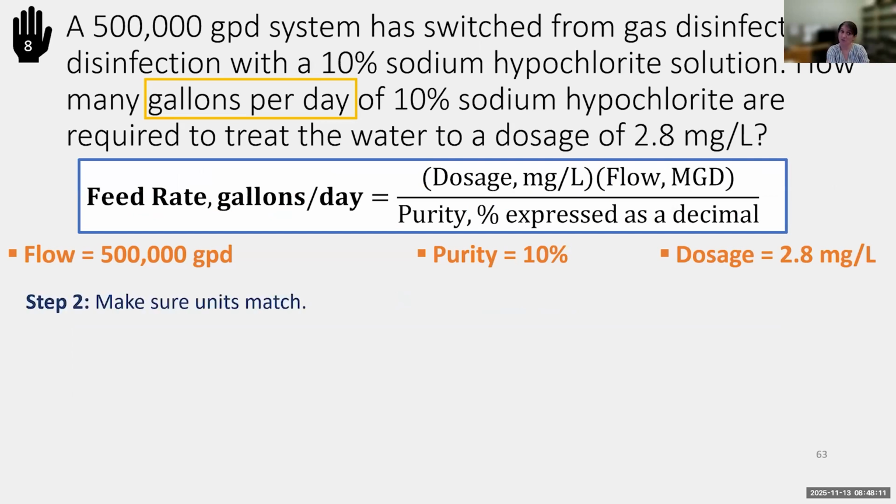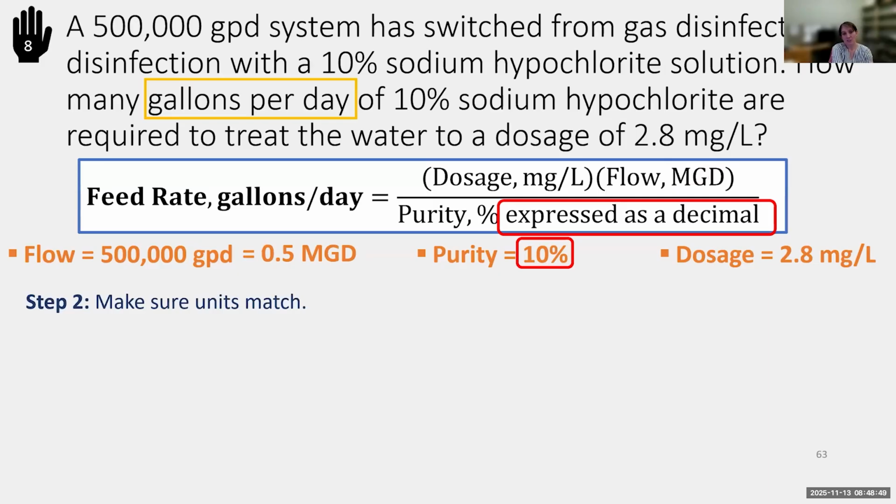So we can move on to step 2 and make sure that our units match. All right, we're given dosage. We want dosage in milligrams per liter, and we're given dosage in milligrams per liter. Okay, well, we need flow in million gallons per day, but we were given flow in gallons per day. So we're going to need to convert that to the correct units. The way we're going to do that is divide 500,000 gallons per day by 1 million, and that will give us 0.5 million gallons per day. Okay, so now our units for flow match.